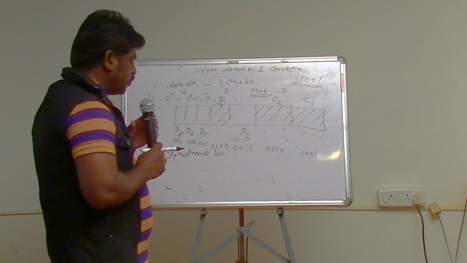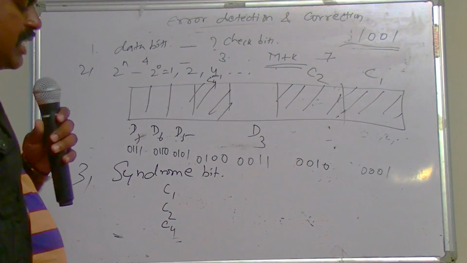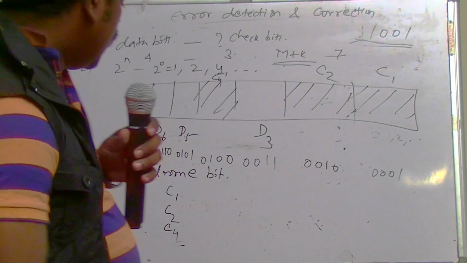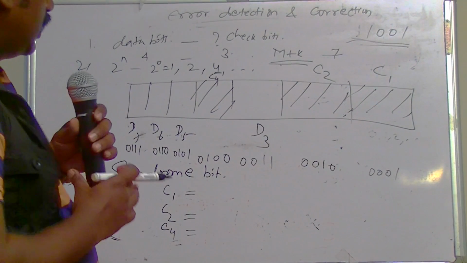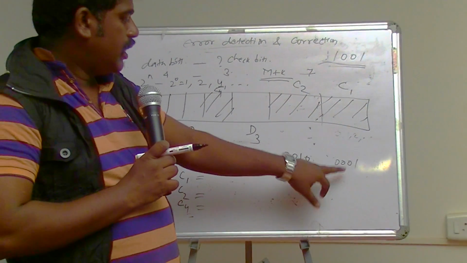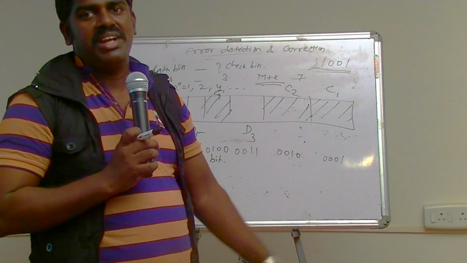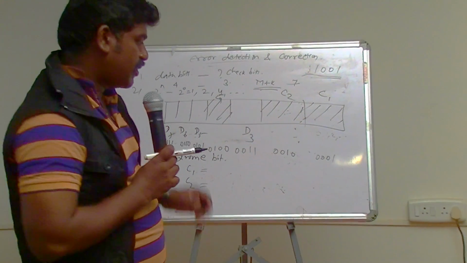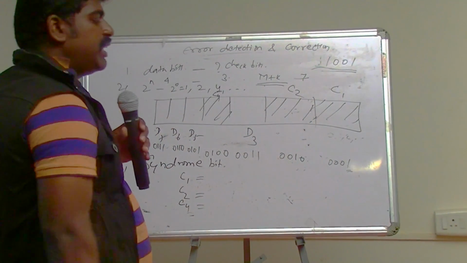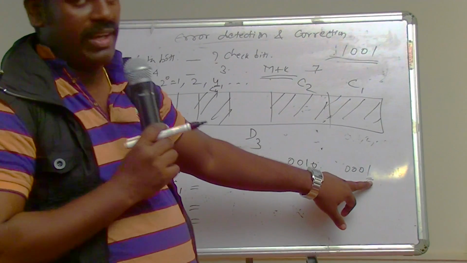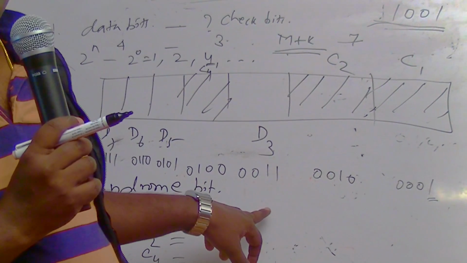What are the check bits we have? C1, C2 and C4. So 3 check bits are required. Now we are going to find the syndrome word. For C1, we are going to find which data bits are associated with C1. How can we find which bits are associated with C1? In C1, the least significant bit is 1, so we have to find which data bits have the least significant bit 1.